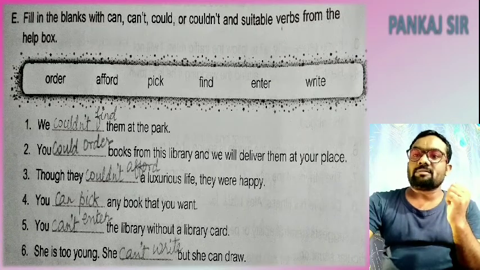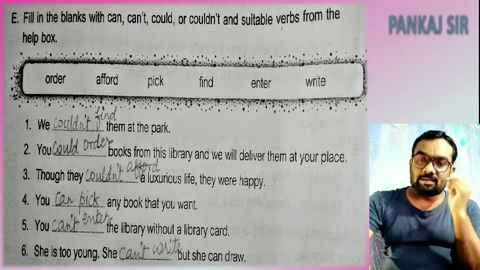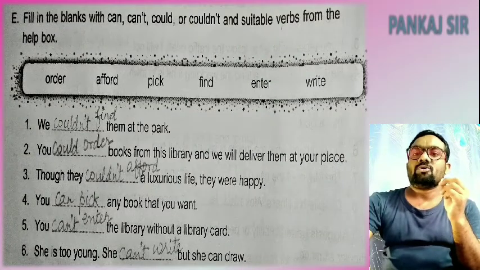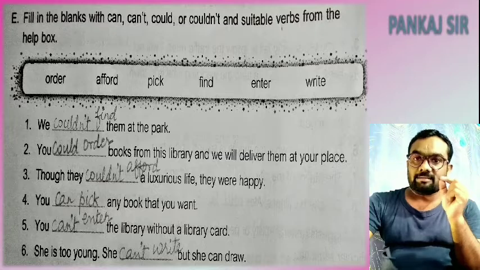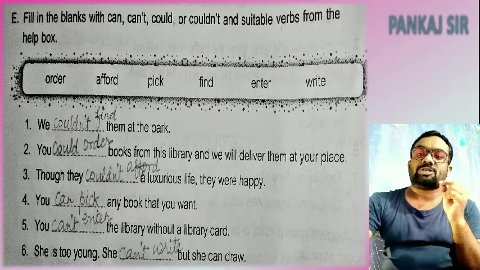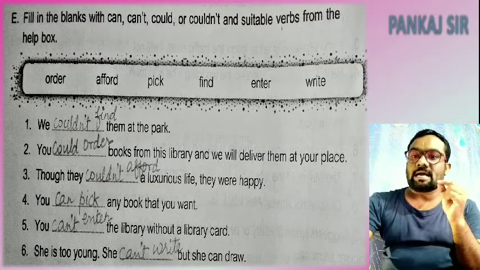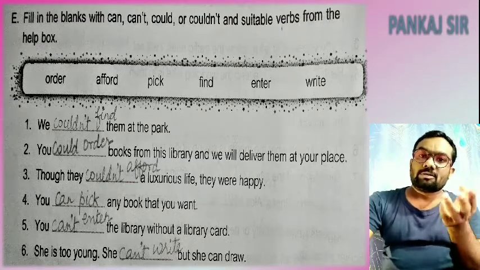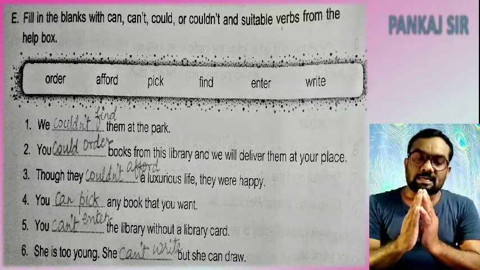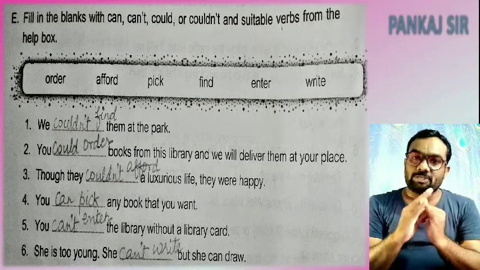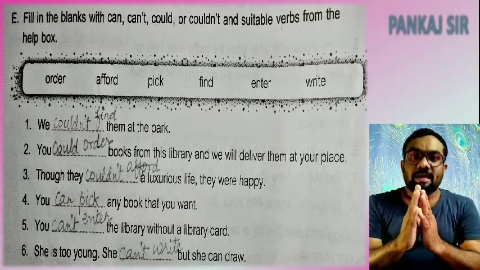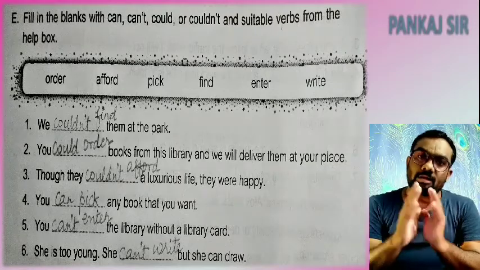You can pick any book that you want. You can take. You can't enter the library without a library card. Right? That is the instruction. Then she is too young. She can't write, but she can draw. So one is disability, on the other side ability is given. So these are all the exercises based on permission and ability. Other topics we'll see in our next videos, and related exercises also we will solve.